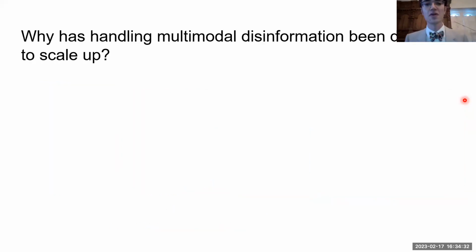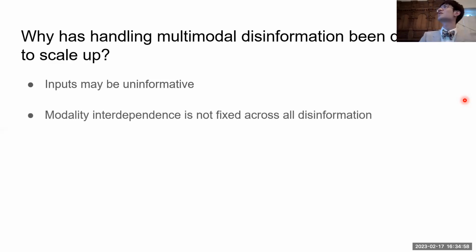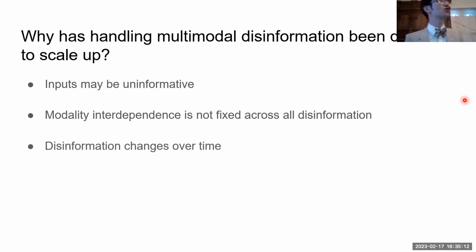So why has handling multimodal disinformation been so difficult, and why has it been difficult to scale up? Well, ultimately, it comes down to a couple of factors. One of them is that the inputs of multimodal disinformation can be highly uninformative. You can imagine that one of the modalities might be dragging behind one of the other ones. You might have something that's essentially unimodal, even though there are multiple modalities. But equally, there are lots of cases where the modalities interact with one another and only form the message as a result of their combination. And this is where the interdependence comes in. And this is not fixed across all examples of disinformation. So this sort of heterogeneity is almost exactly why this is one of the hardest problems that you can scale up.